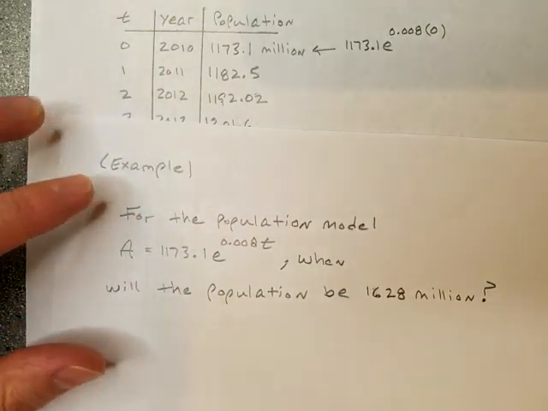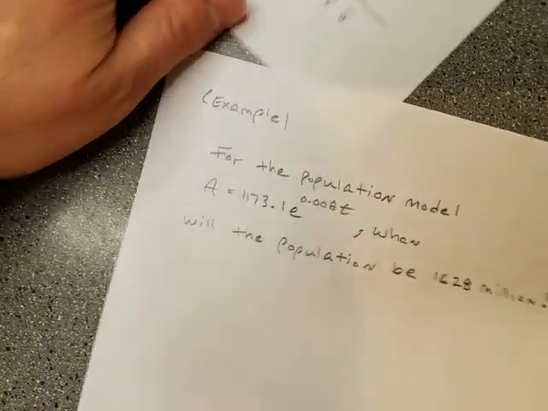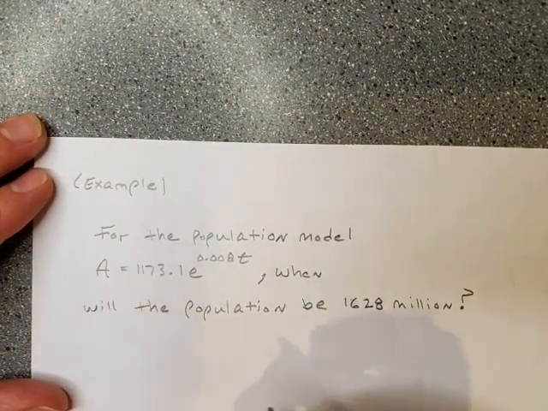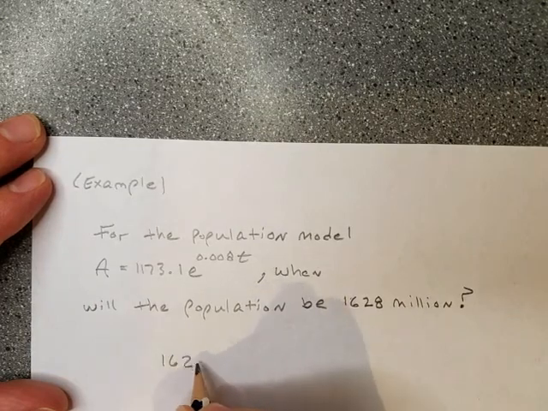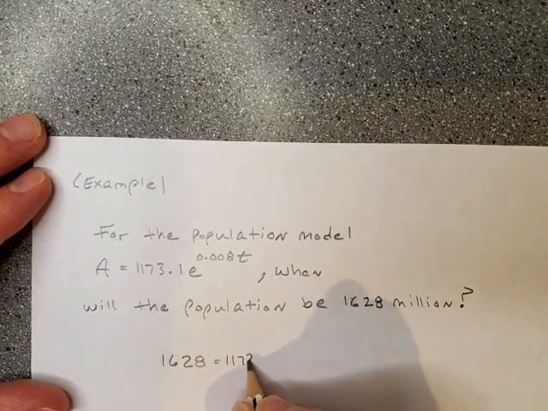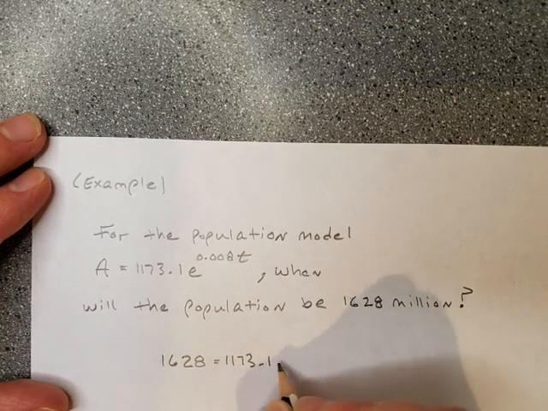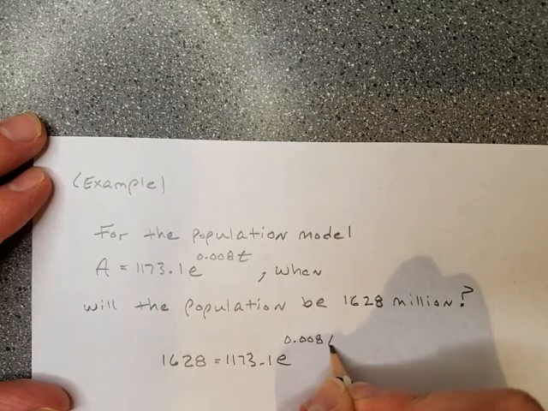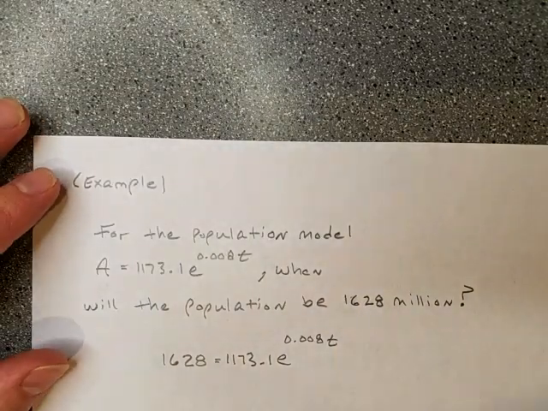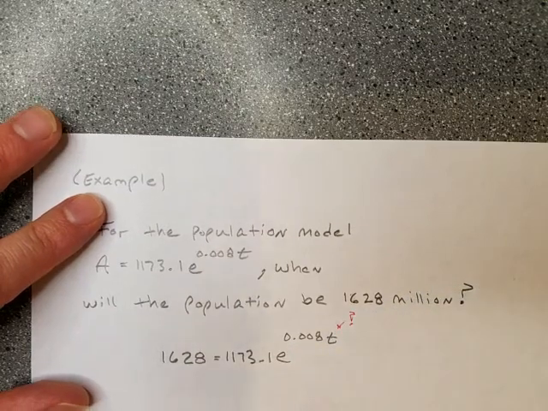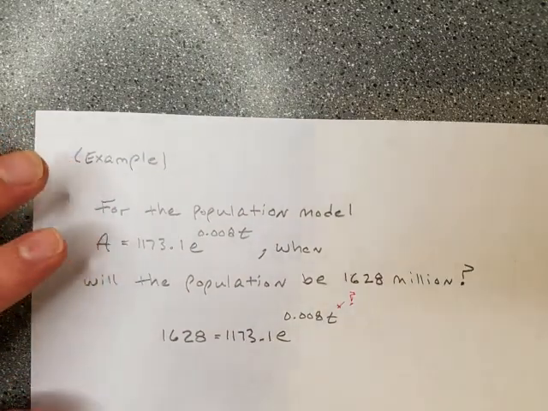How do you figure that out if you didn't know the answer? Let's say that's our future population in millions, so we'll put 1628 in there, and all these other numbers follow suit. I want to know when this is going to happen. I want to know the time. So I'm trying to solve for t, right? I could do that like this.